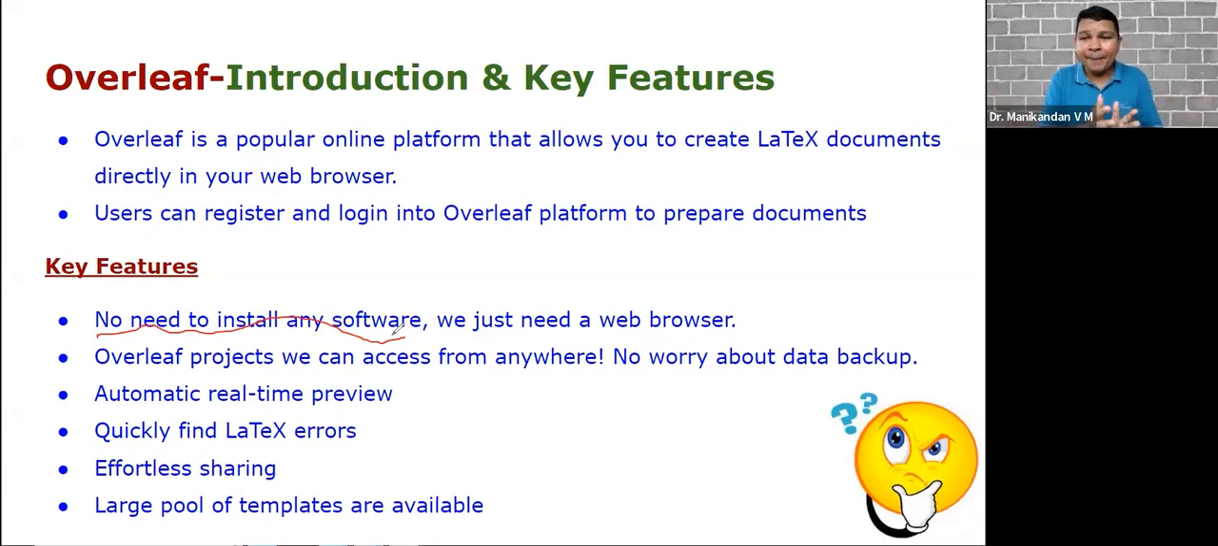Now, what's happening here in Overleaf? You just need a computer and internet connectivity. That's it. You do not want to install anything in your computer. Like if you want to use MS Word, you have to install MS Office in your computer, right? If I didn't install MS Word, maybe I can think about Google Docs. It's a free online document service provided by Google, right? So you can think about using MS Word or Google Docs, right?